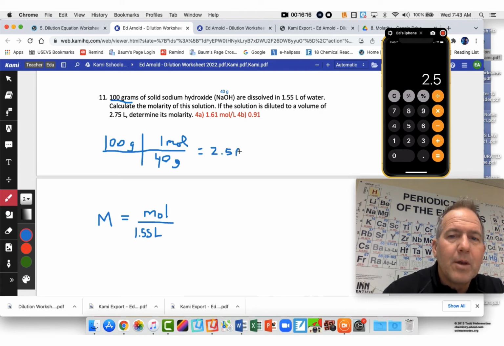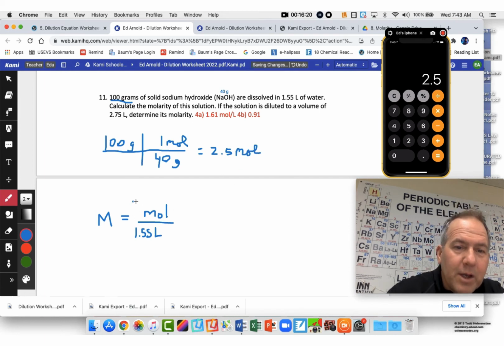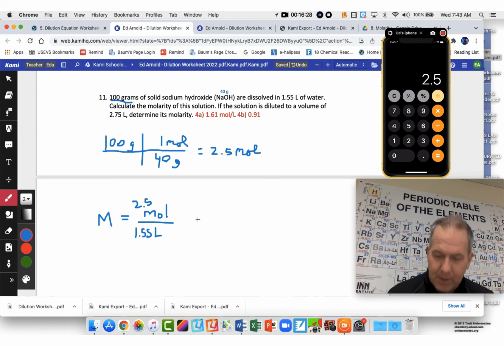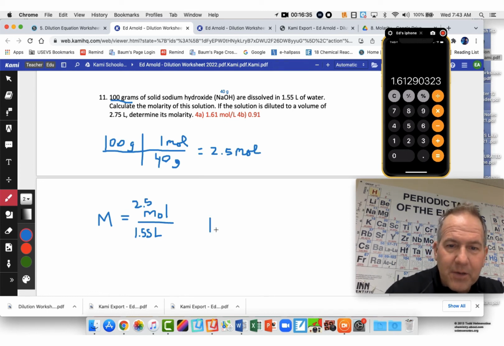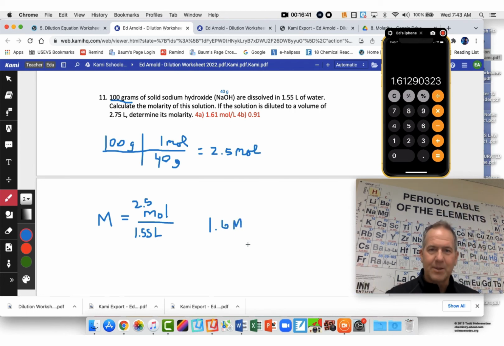All right. Well, that 2.5 moles goes right on this equation. I'm going to put it above because I don't have room below. And so my molarity is 2.5, which I have in the calculator already, divided by 1.55 equals. The concentration of that solution is 1.6 capital M. All right? That's the first step. That's A. One part done.